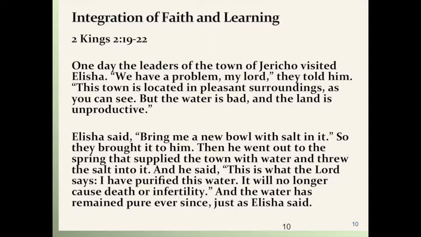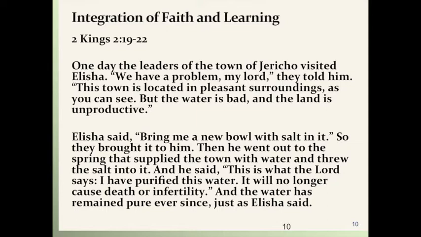Now, the interesting thing to me about this story is, remember the story of Jericho. When the children of Israel marched around Jericho, and the walls fell down, at that time, Jericho was completely destroyed. And Joshua said, if anybody rebuilds the city, bad things are going to happen.